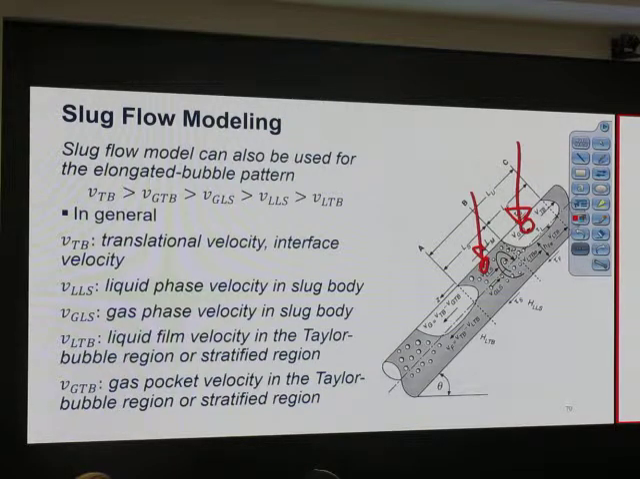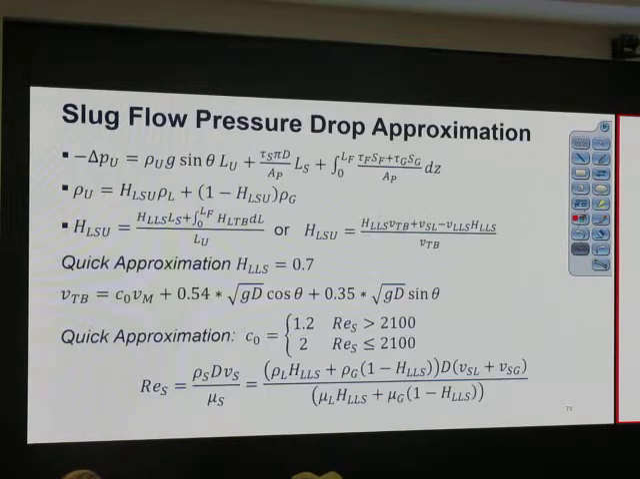We have VLLS, which is liquid inside the liquid slug. And we have VLTB, liquid in the liquid film. Liquid in the liquid film is slowest. Okay? If you have this, and you review it, that's it.